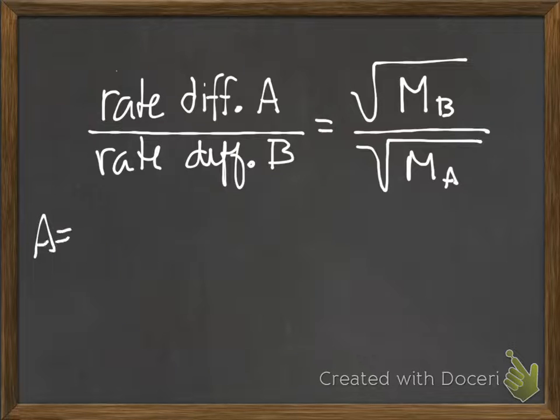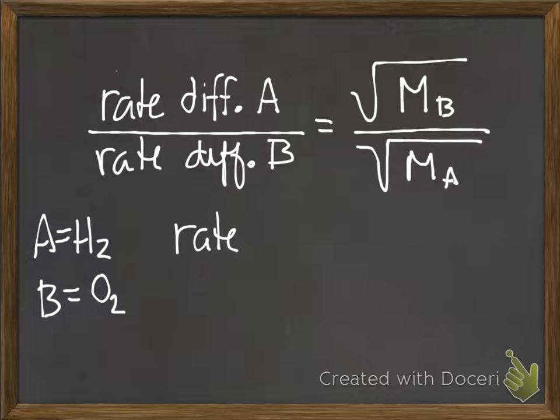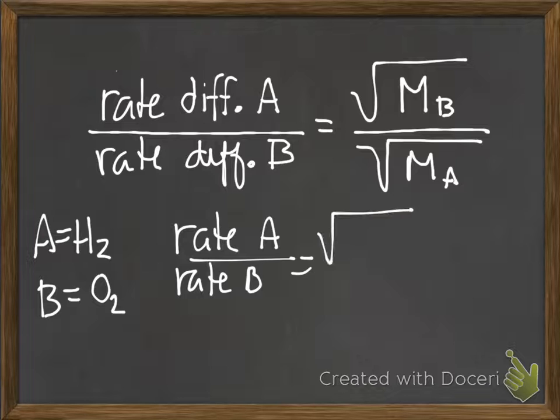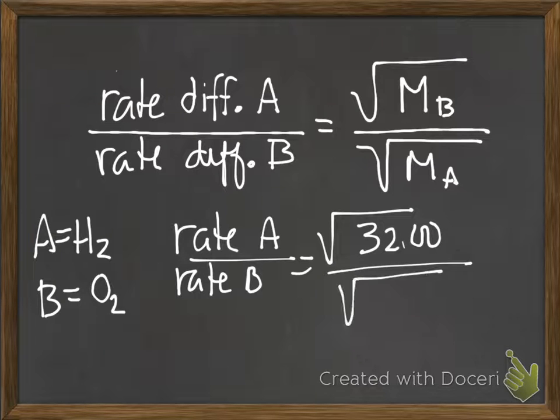What is it? 2.02. Yeah, what gas is that? Mass of 2.02? Hydrogen. So we're going to say that hydrogen is gas A, and what would our 32 be? Oxygen. So that's O2. This is really about as simple as they come. The rate of A over the rate of B equals the square root of the molar mass of oxygen, 32.00, over the square root of 2.02. So what number do we get?